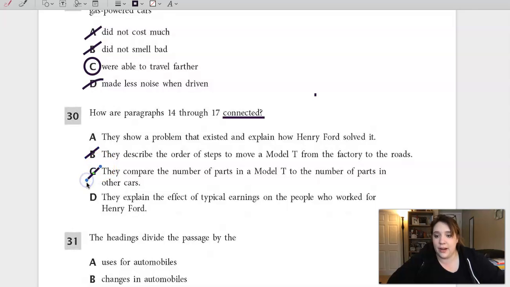They didn't talk about comparing. And they did not talk about how much people earned. They did say how much people would have to pay for it, but they never said how much people who worked for him had to pay. That leaves us very plain and simply with choice A. Now let's see if that makes sense. It says they show a problem that existed and explain how Henry Ford solved it. Yes, they did. They showed how he was able to bring the costs of making a car way down.